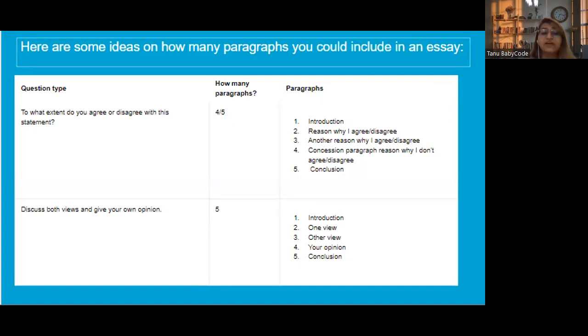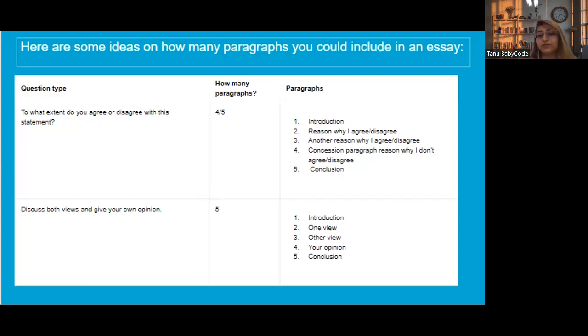Please look here. The question says, to what extent do you agree or disagree with the statement? Now, they are asking to what extent. So sometimes we agree 80%, but 20% we disagree with the statement. Or we can say that 80% we disagree, but 20% we agree with the statement. That is called extent, right?